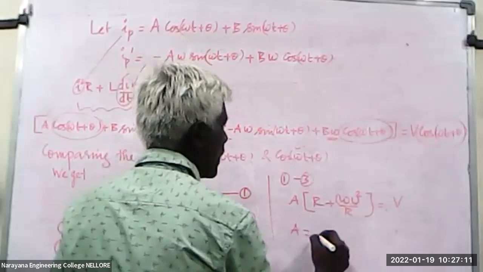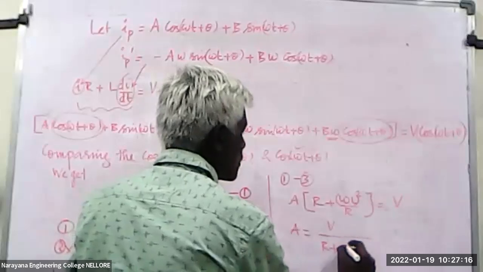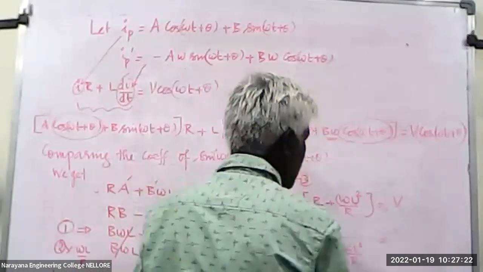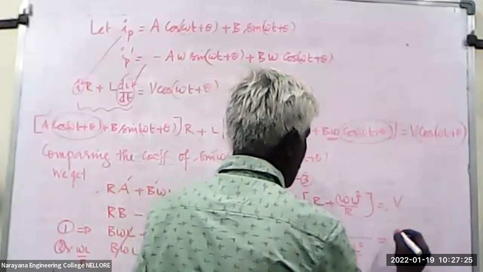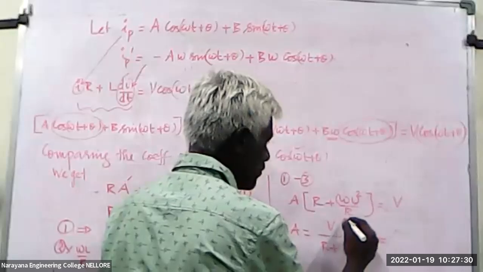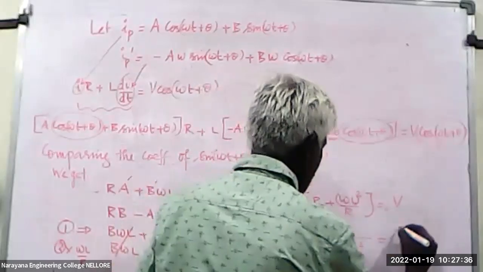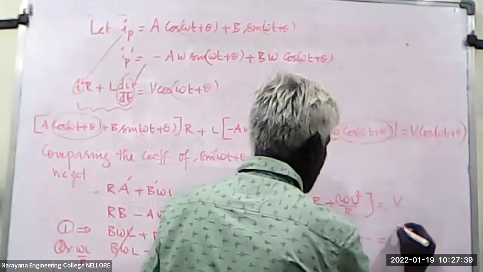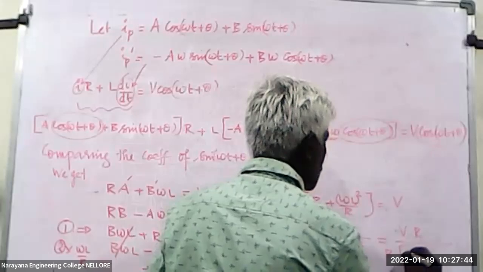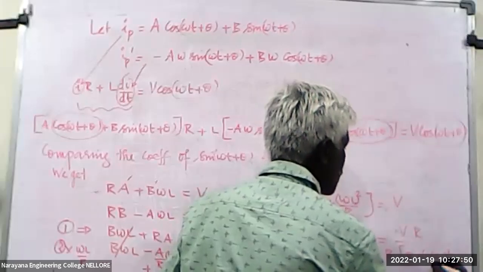So what is my A? A is B divided by R plus omega L square by R. Or I can take it the other way, like I take R out here. I multiply and divide by R into R plus omega L the whole square by R.